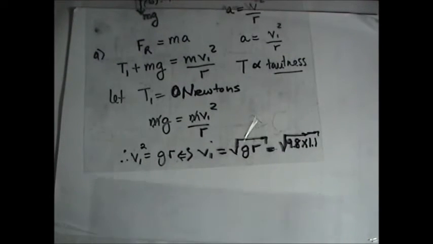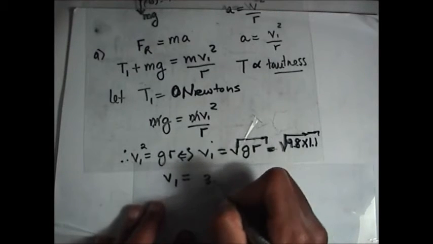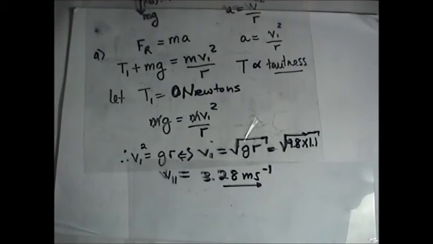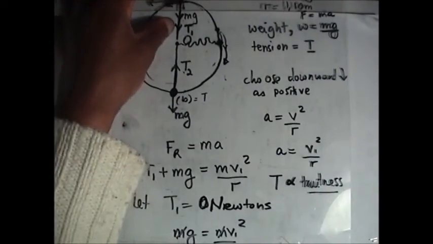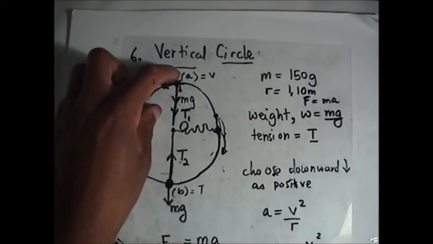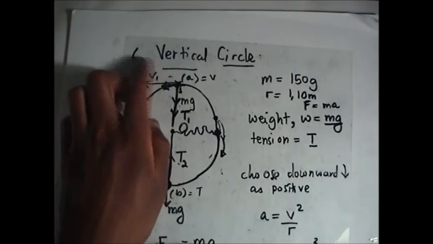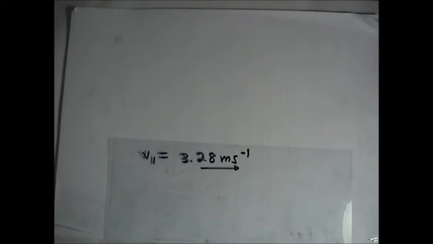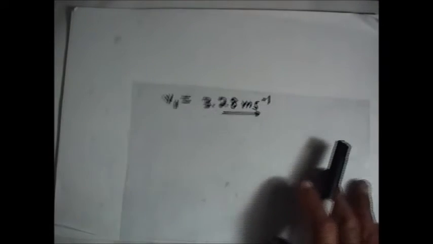So now we can calculate that minimum velocity that gives that tension of 0. That will be equal to 3.28 meters per second. So if it gets to the top part with that velocity, it's just going to lose tension right there at the top part. But because it's the top part, gravity will start working again, and then it will gain velocity. So this is the minimum velocity. The minimum velocity is v1 equal to 3.28 meters per second right there at the top part.